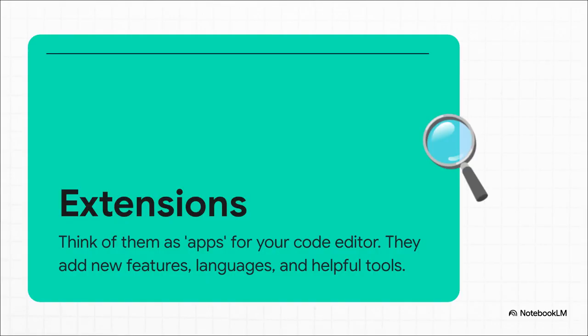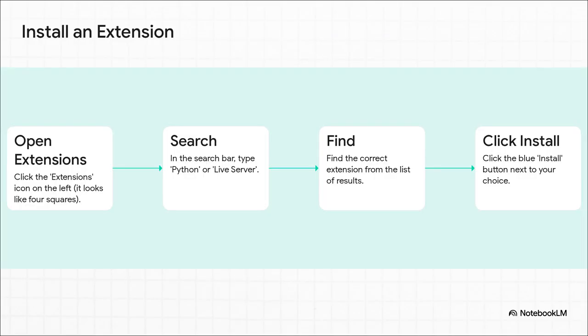So before we wrap up, I have to introduce you to the real secret weapon of VS Code, extensions. The absolute best way to think about these is like they're apps for your phone, but for your code editor. They let you add all sorts of new features, and this is what makes VS Code so powerful and so versatile. Let's actually try installing one right now.